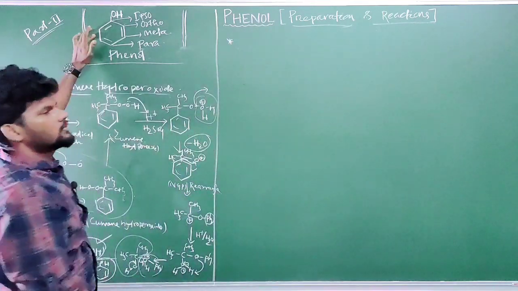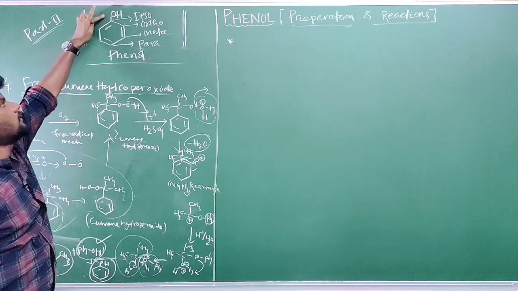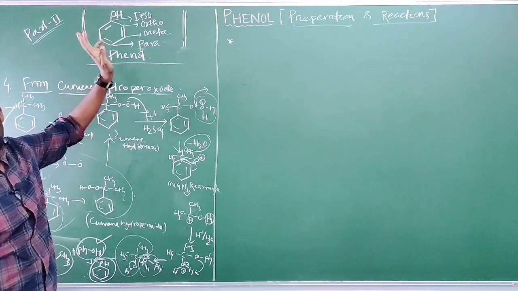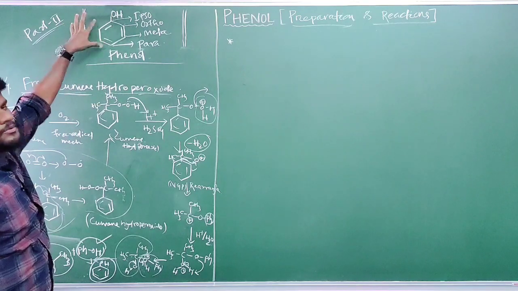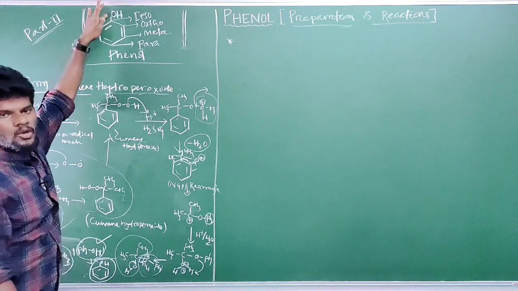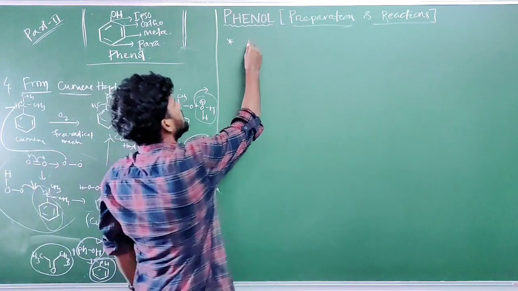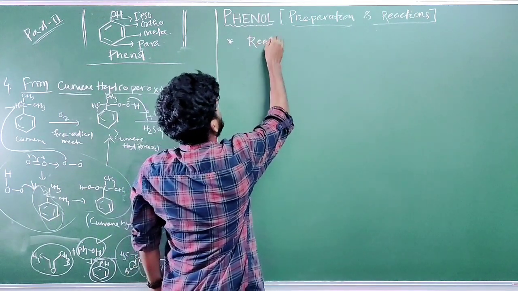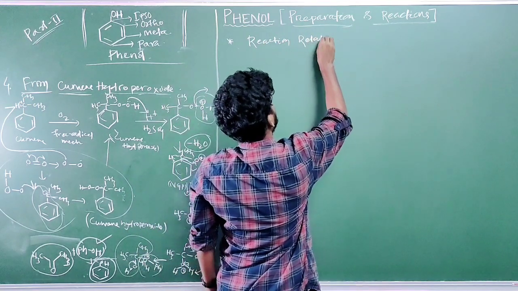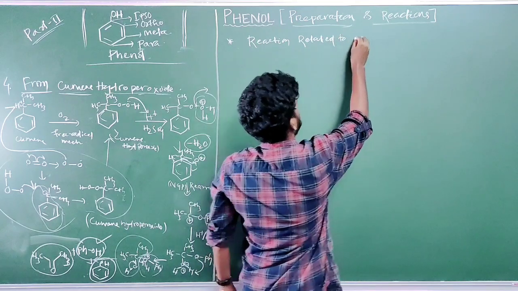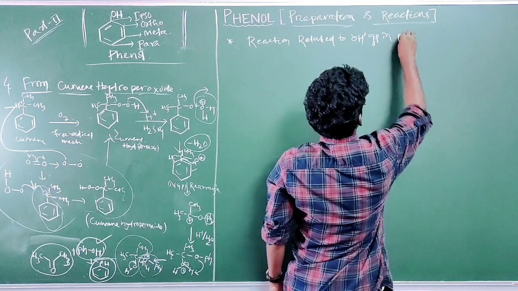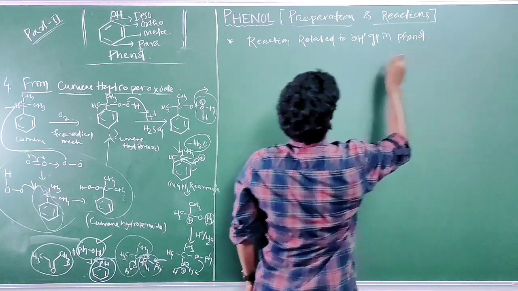So if you look at the structure of phenol, there are an OH functional group and a benzene ring. Okay, so for OH there are 3-4 reactions we will study, and for benzene we will study different reactions. So first study the reactions related to the OH group in phenol. So give the heading: reactions related to OH group in phenol. All this is under chemical properties of phenol.